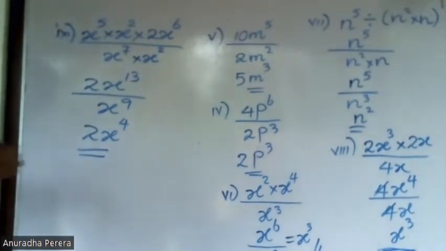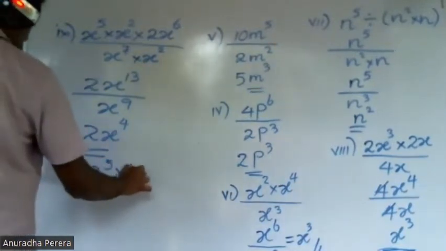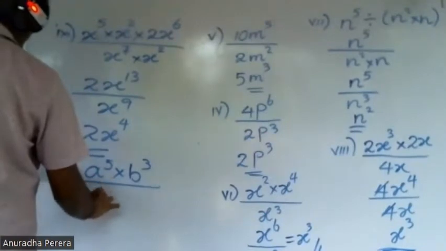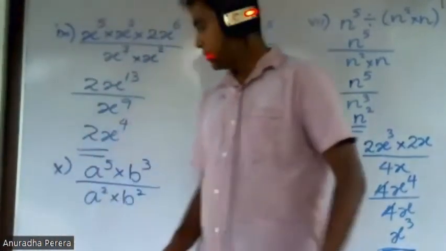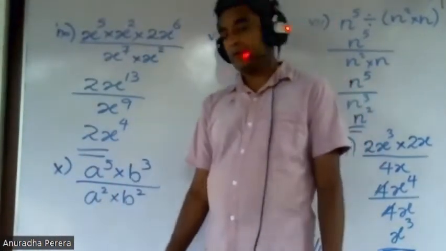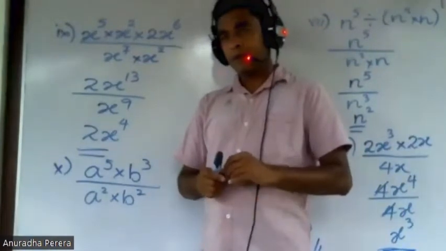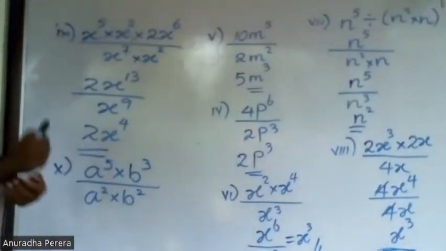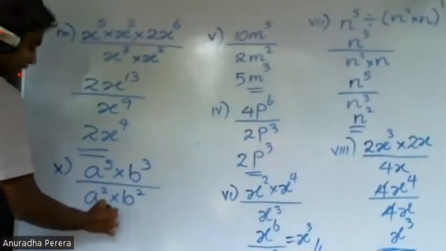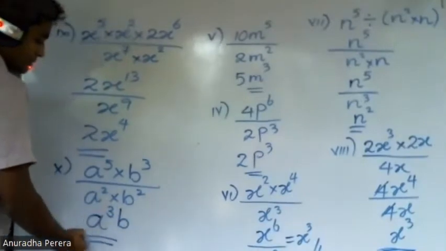10. A to the power 5 into B to the power 3, over A to the power 2, B to the power 2. Since the bases of the numerator and denominator are different, we can't simplify them together. But we can divide the terms separately, right? A to the power 5 over a to the power 2. What is the value here? A to the power 3. Then b to the power 3 over b to the power 2. What is it? B to the power 1, or just b.